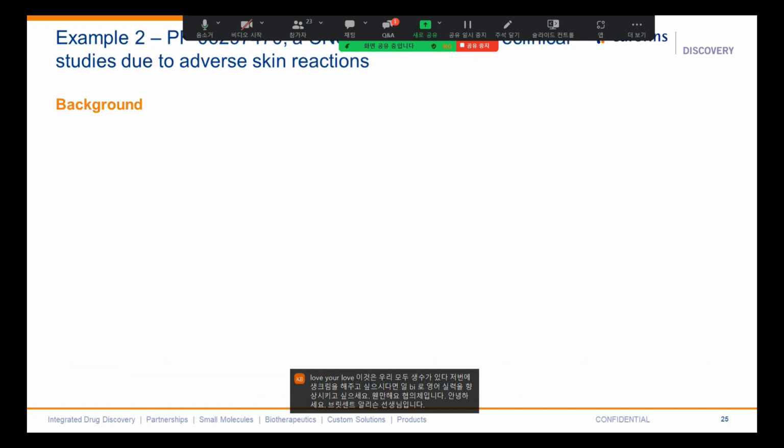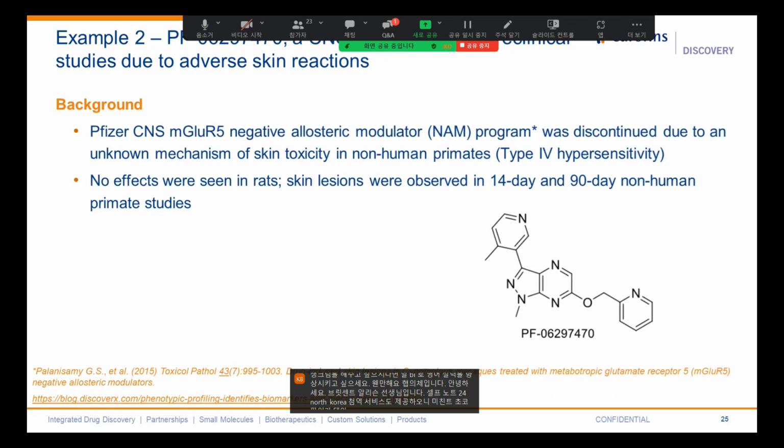And the second and last example I'm going to give here is of a drug that Pfizer was developing as a CNS agent, and we can talk about this because this has been published. They were looking at an mGlu5 negative allosteric modulator, and it was put forward into GLP toxicity studies. Interestingly, no effects were seen in rats, but in the 14-day and the 90-day non-human primate or monkey studies, type 4 skin hypersensitivity was seen.